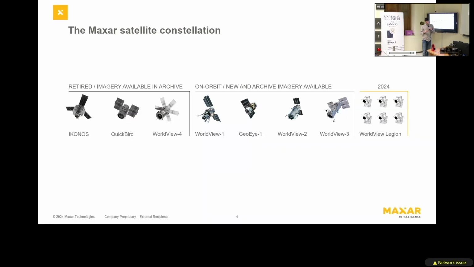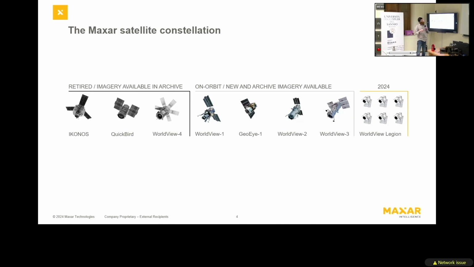Okay, before I do that, I don't know if you guys are familiar with Maxar, previously known as Digital Globe. We currently operate 4 satellites: WorldView 1, GeoEye 1, WorldView 2, and WorldView 3. We retired IKONOS and QuickBird. Those were satellites launched in the early 2000s. Those were the first high-resolution commercial satellites, at 50 centimeters. And we also retired WorldView 4. There was a failure in the gyro, and we had to retire it.